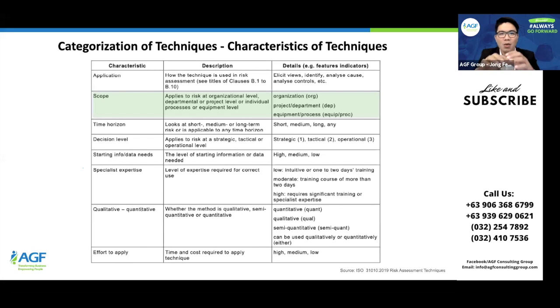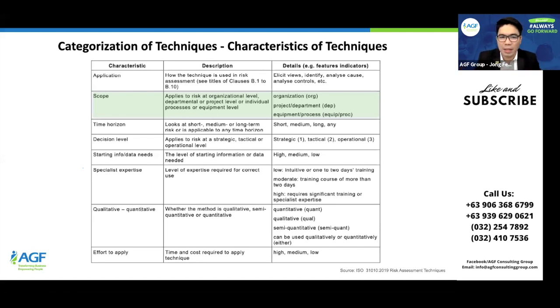If you're assessing organizational risk, which is enterprise-wide, the tool should be different. If you're identifying risk from a departmental level, try to also consider looking at an applicable, suitable risk assessment technique for that. So there's no one assessment technique tool that fits all. Are you following this? Okay.